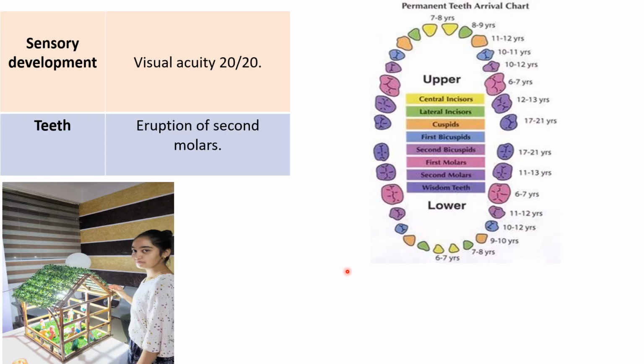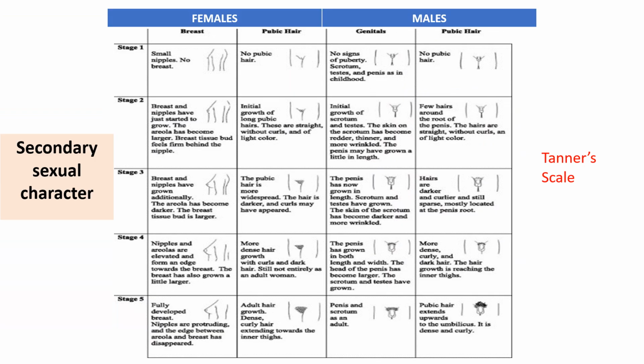Sensory development, visual acuity is 20 by 20 and the teeth eruption of second molars is there. You can understand the different teeth eruption ages with the help of this picture. Secondary sexual characteristics. This is Tanner scale which is shown here, which shows the secondary sexual characters of females and males.